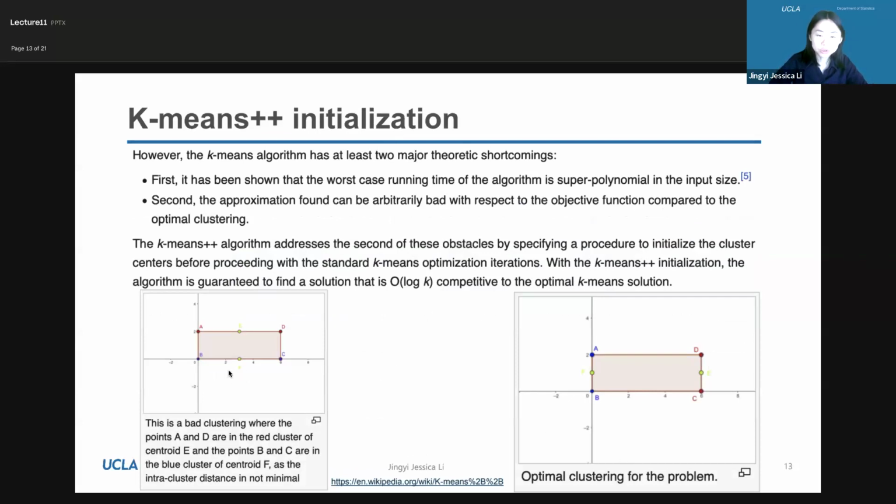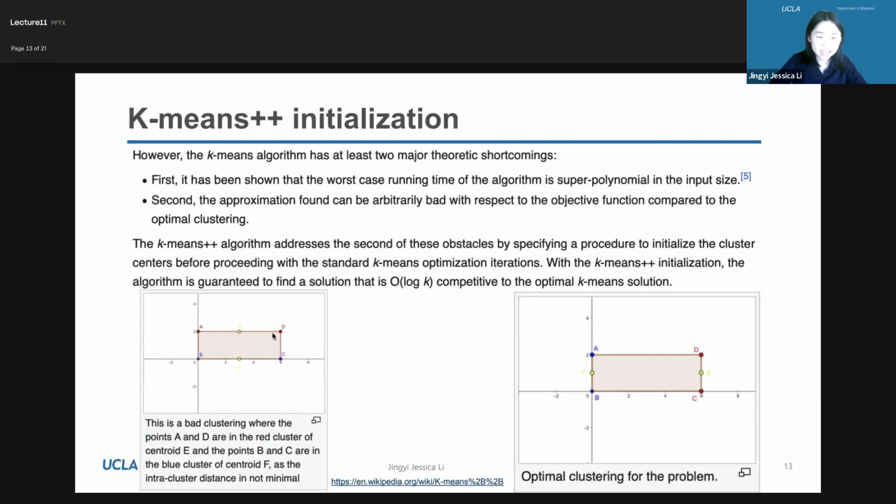This is just two images showing what we mean by global optimum versus local optimum. Here we just have 4 data points. This is a toy example, a very clean example, A, B, C, D, the 4 data points, and we set k equals 2. The left one is a local optimum, which is stuck, and it's not the global one. We cannot go out of it.